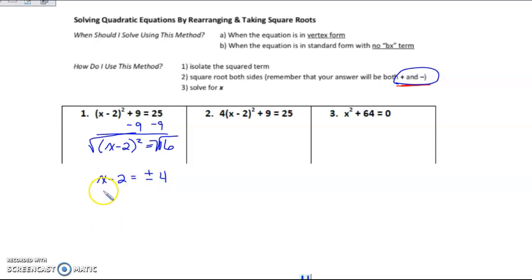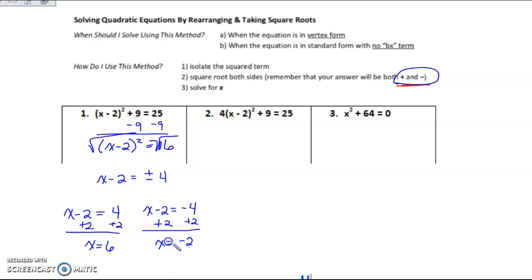I still don't have x by itself, and I need to solve for x. So I'm going to take x minus 2 equals the positive 4 first, and then x minus 2 equals the negative 4, because remember, these are both possible answers. When I add 2, x could equal 6. Or if I add 2 here, this becomes negative 2. Or x could equal negative 2.